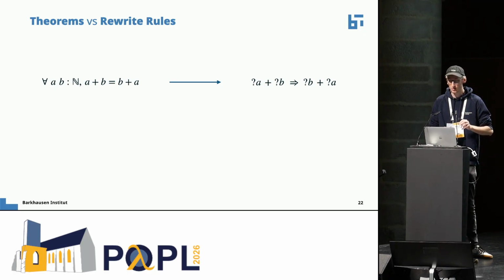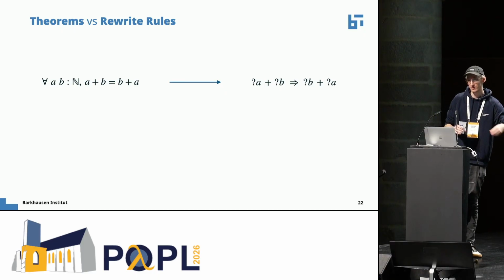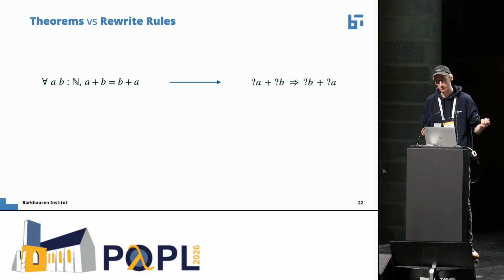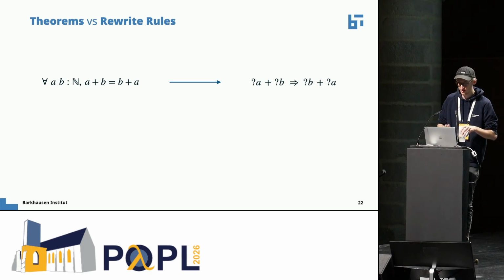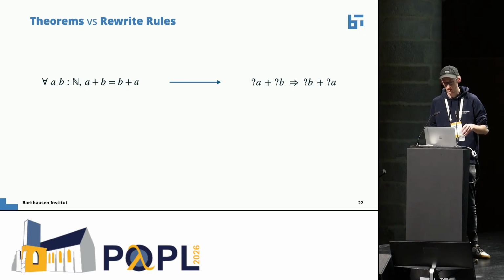Now, there is some slight loss of semantics here, because in the theorem, for example, we have a typing annotation. We say that a and b have to be natural numbers. In the rewrite rule, we lose that because it's just syntactic. But for our purposes, that's sufficient, because as mentioned, we can do some unsound stuff in the e-graph and not worry about that as our proofs are checked at the end.